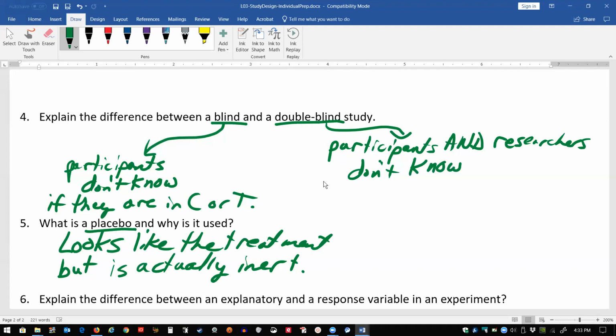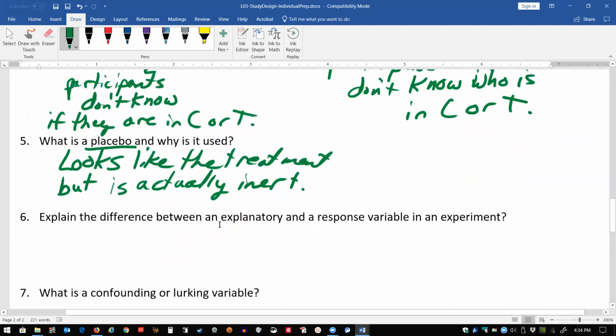But if you can afford the time and the effort to make it happen, it does minimize bias, which is, again, the goal. Do the best you can to minimize bias. So don't know who is in the control or the treatment. Perfect. So then we have blind and double blind. We talked about what a placebo is.